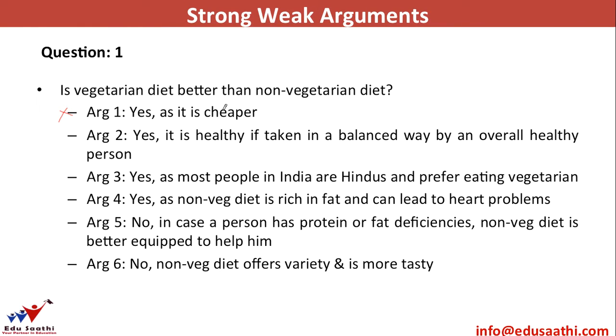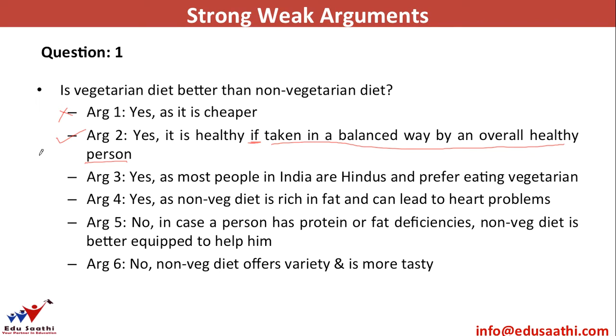The next argument says yes, it is healthy if taken in a balanced way by an overall healthy person. Now I'll mark the words "if taken in a balanced way by an overall healthy person." This means that if a person is nutrient deficient, that is, he suffers from some deficiency of some mineral or vitamin, and he thus needs to take some non-vegetarian dish, then he must go in for a non-vegetarian meal. Otherwise, if a person is healthy and eating a balanced vegetarian diet, he need not opt for non-vegetarian diet because all the nutrients are being provided by the diet he's taking. Thus, vegetarian diet is better. This explanation is very justifiable, and thus I term this argument as a strong argument.